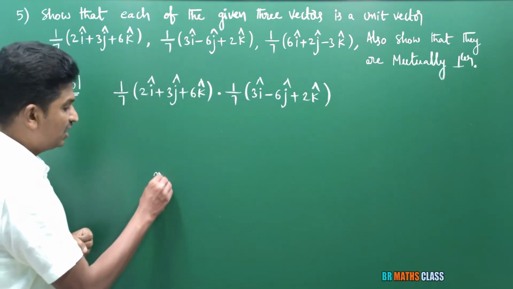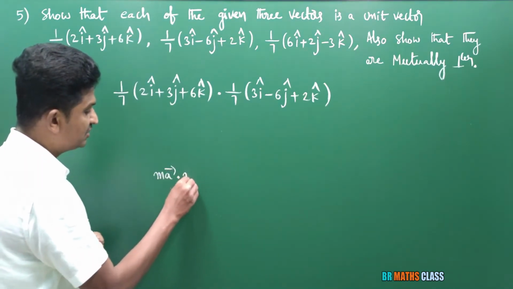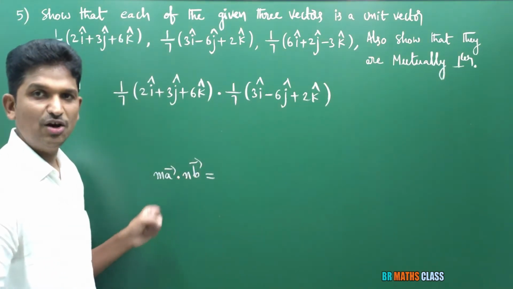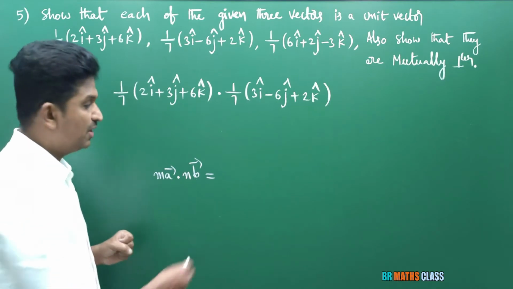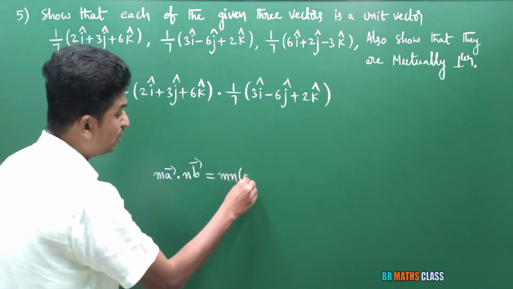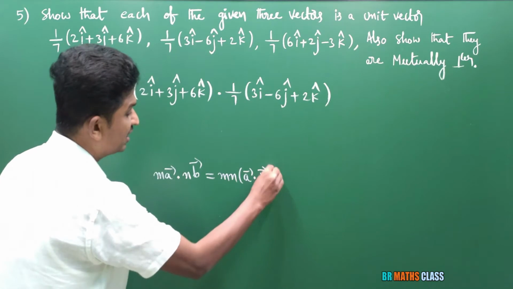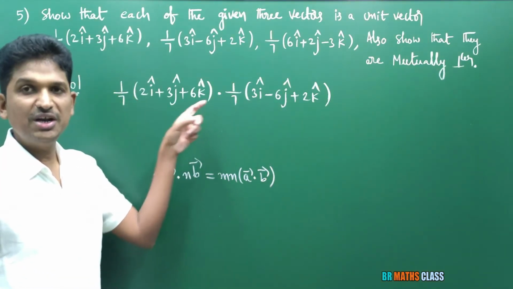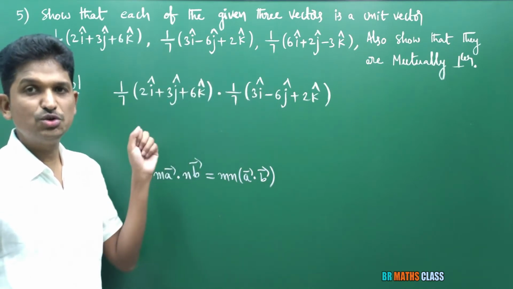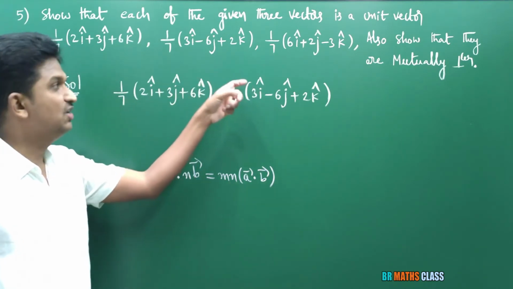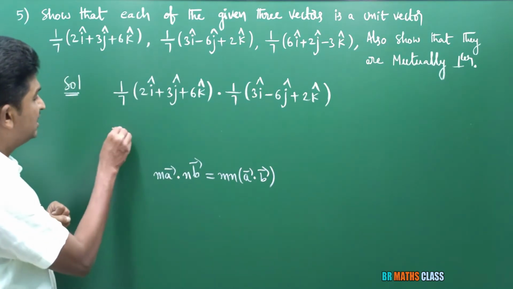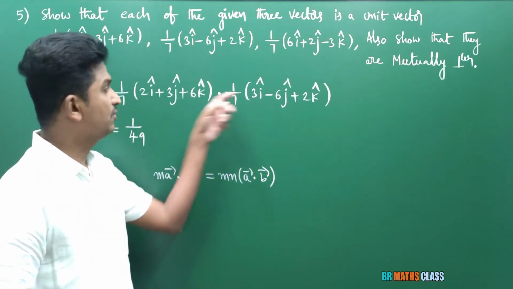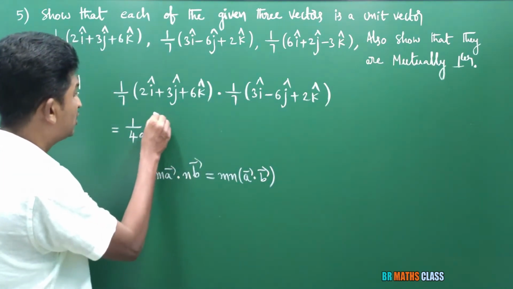You know this formula in the theory part of dot product of vectors. You learn this formula m a bar dot n b bar. Here m, n are scalars. M a bar dot n b bar can be written as mn times a bar dot b bar. So here m is 1 by 7, n is 1 by 7. So this can be written as mn into dot product of these two vectors. Mn, that is 1 by 7 into 1 by 7. 1 by 7 into 1 by 7 is what? That is 1 by 49 into dot product of these two vectors.